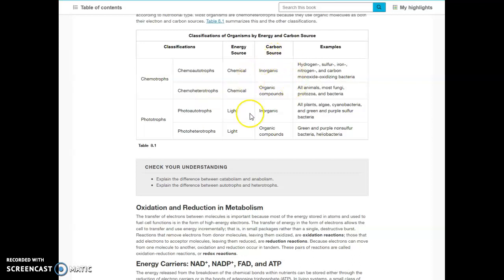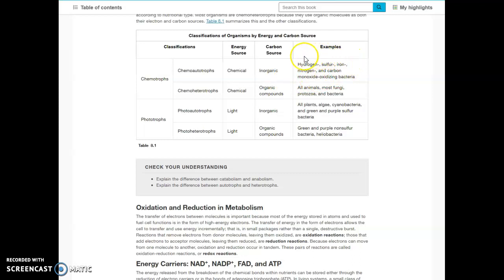So if we look at the carbon source here, we'll see inorganic versus organic. So inorganic are those that don't contain carbon. And then we look at organic compounds. These are large compounds that contain carbon, things like carbohydrates or proteins, nucleic acids, fats, steroids, things like that. So a chemoautotroph relies on chemicals for their energy source, but their carbon source is going to be inorganic.